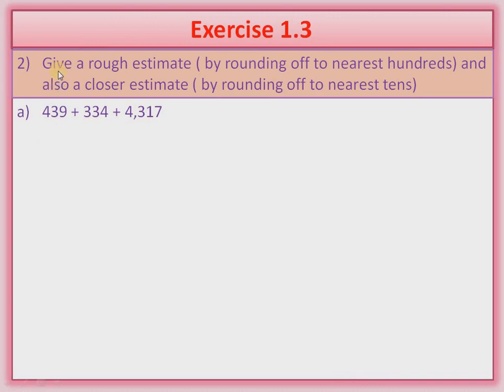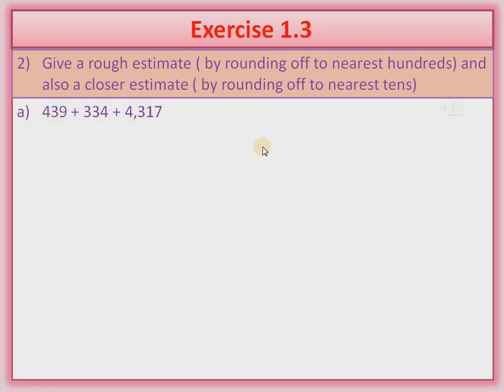Understood? Give a rough estimate by rounding off to the nearest hundreds and also a closer estimate by rounding off to the nearest tens. So first we are going to find the rounding off to the nearest 100. It means it is a rough estimate. I already told you how to round off to 100. So we will make a line. How many digits? The last 2 digits.